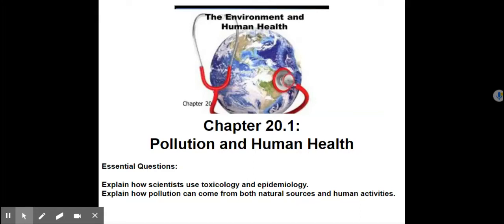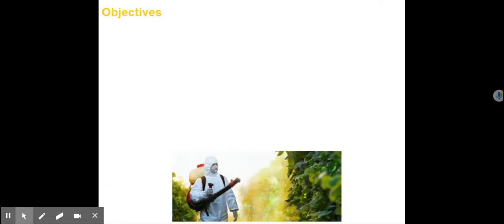Chapter 20, Lesson 1, Pollution and Human Health. Essential questions. Explain how scientists use toxicology and epidemiology. Explain how pollution can come from both natural sources and human activities.